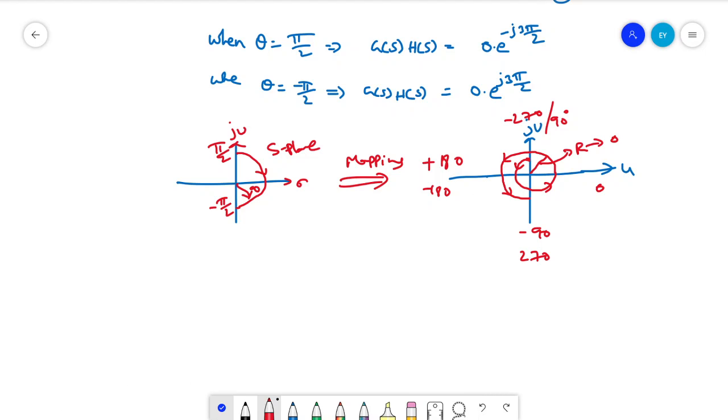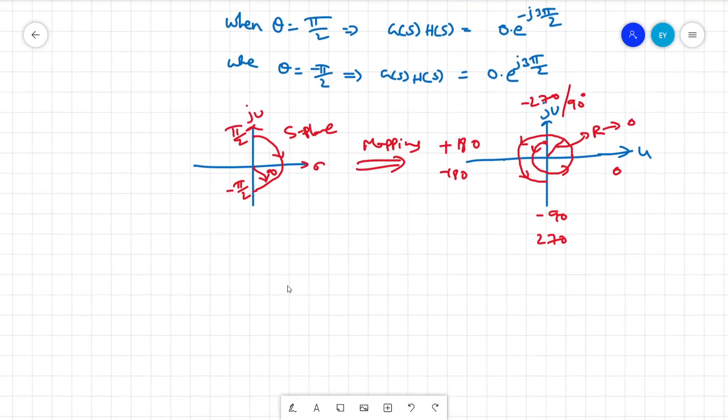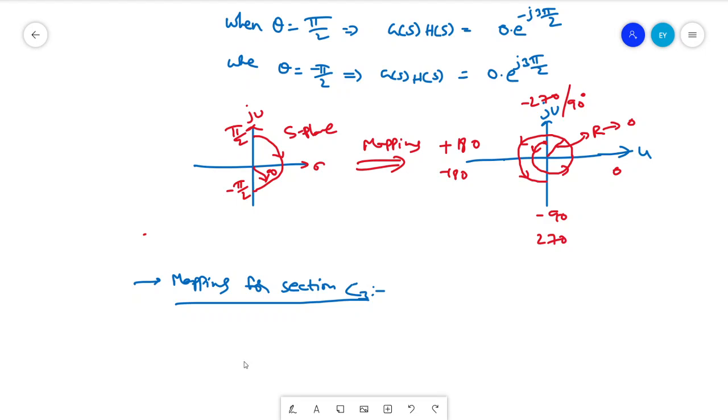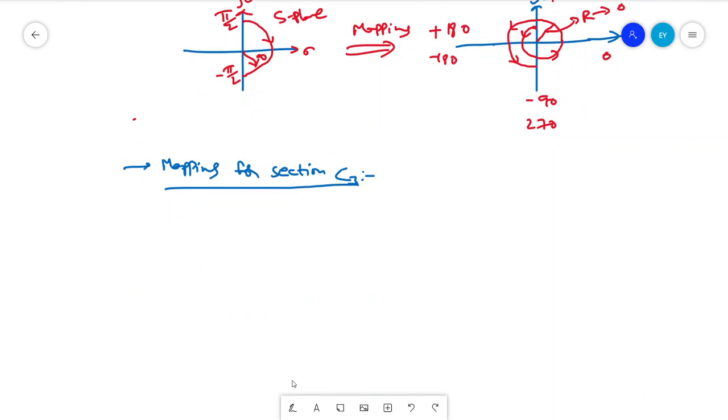Okay, so next thing is for C3. Here actually, if you observe C3, I'll write down the mapping for section C3. Okay, let me explain how C3 is. C3 is from infinity to 0. It is actually the reciprocal of the first case. It is just the inverse of the first case.